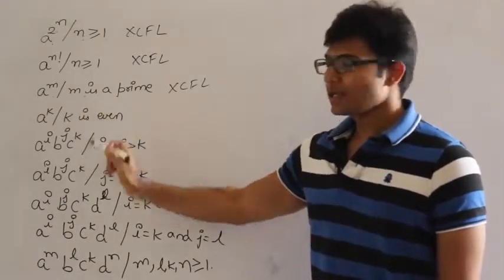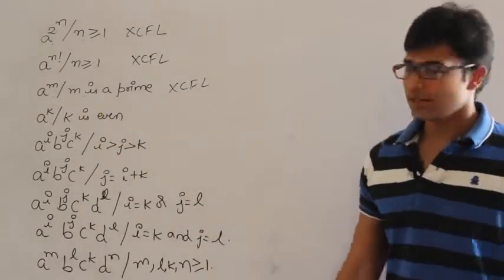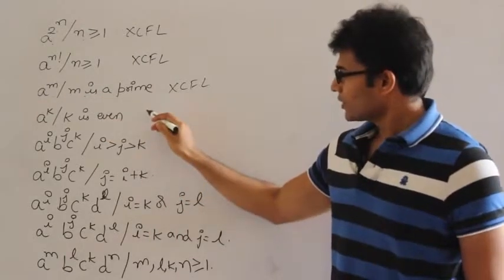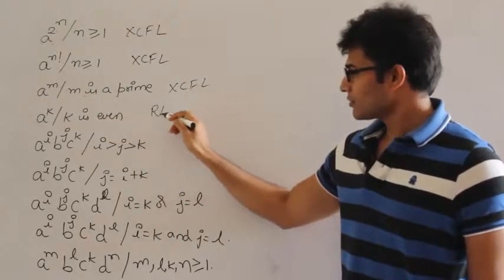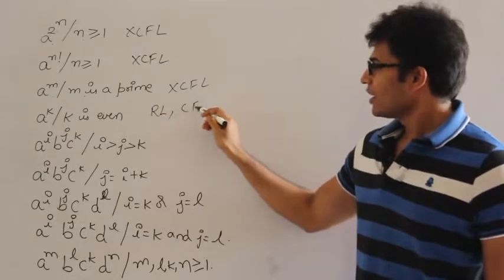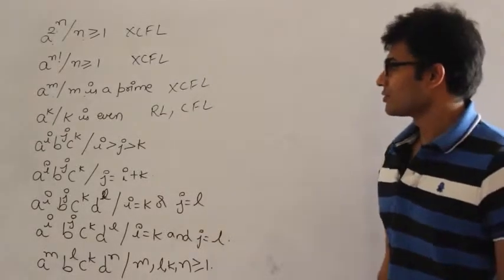A power k such that k is even. If k is even, then definitely the length is in AP. So definitely the language is regular first of all, and therefore context free, and even deterministic context free also, right?